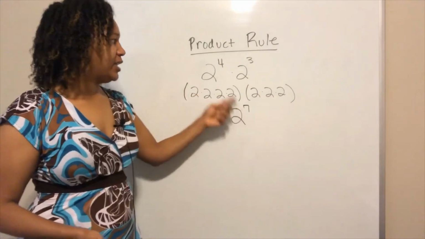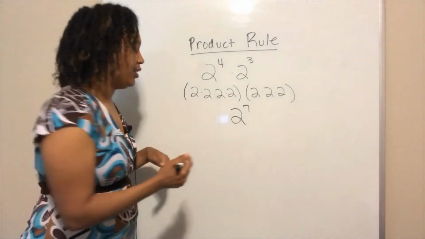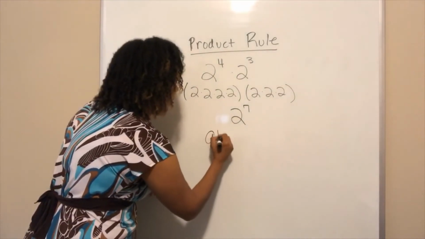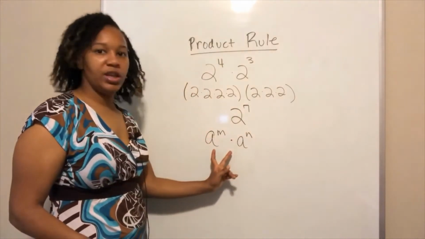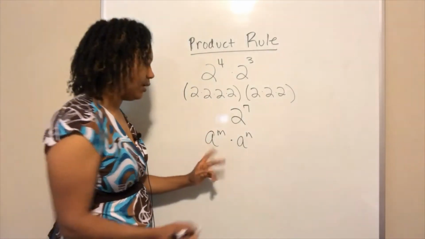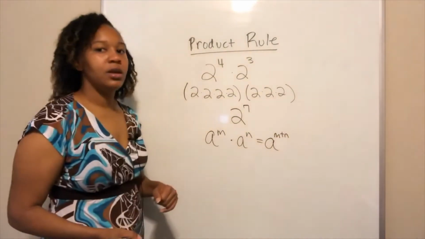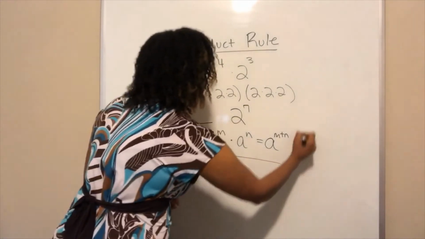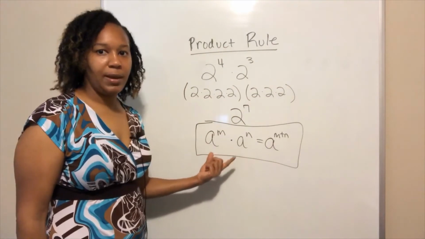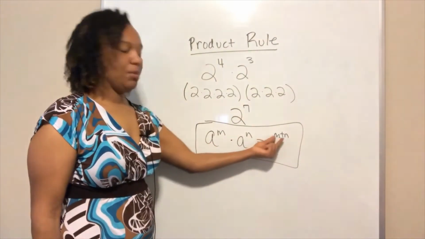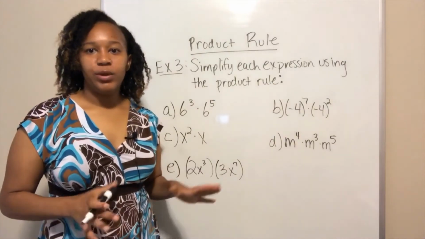Well, how do I get 7 from these two numbers, 4 and 3? I add those two numbers together. And so that gives me my product rule. My product rule says a to the m times a to the n. If I'm multiplying two exponential expressions and the bases are the same, then I can combine those by adding the two exponents. So this here is the product rule. Whenever you're multiplying two exponential expressions with the same base, you combine them together by adding the exponents. That's the product rule.